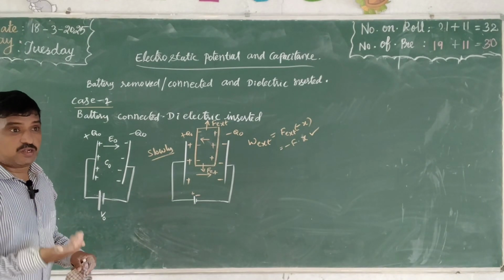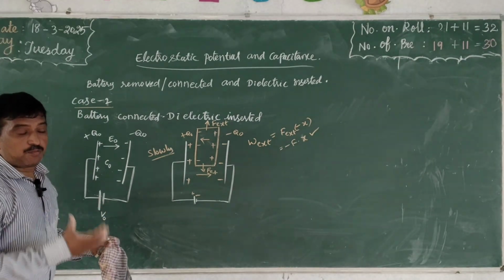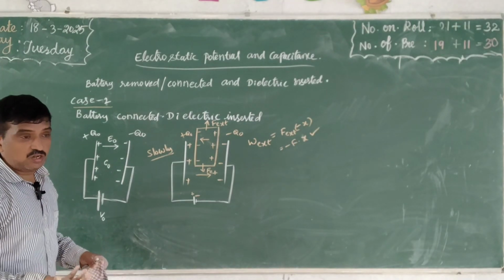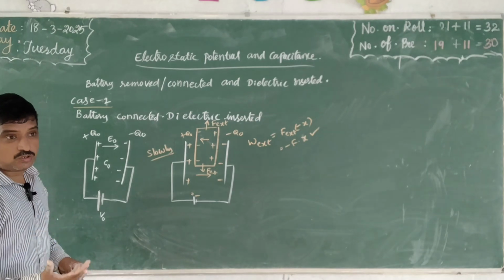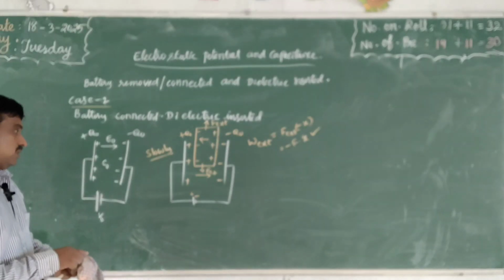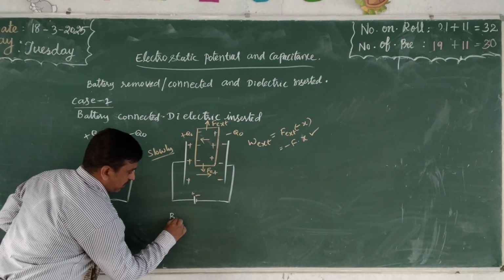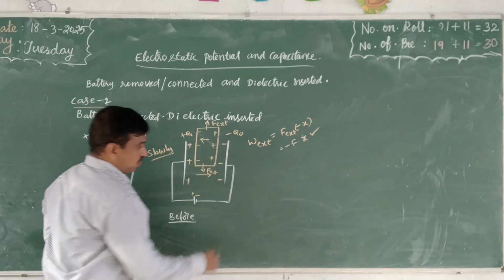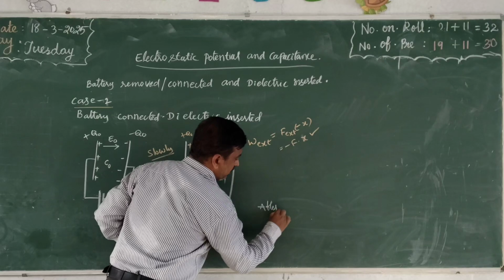How is it obtained? What about the energy in the capacitor? What are the changes in the electric field, the changes in potential, the changes in charge and energy? That is what we discuss now. Before the dielectric is inserted and after it is inserted, what are the changes?